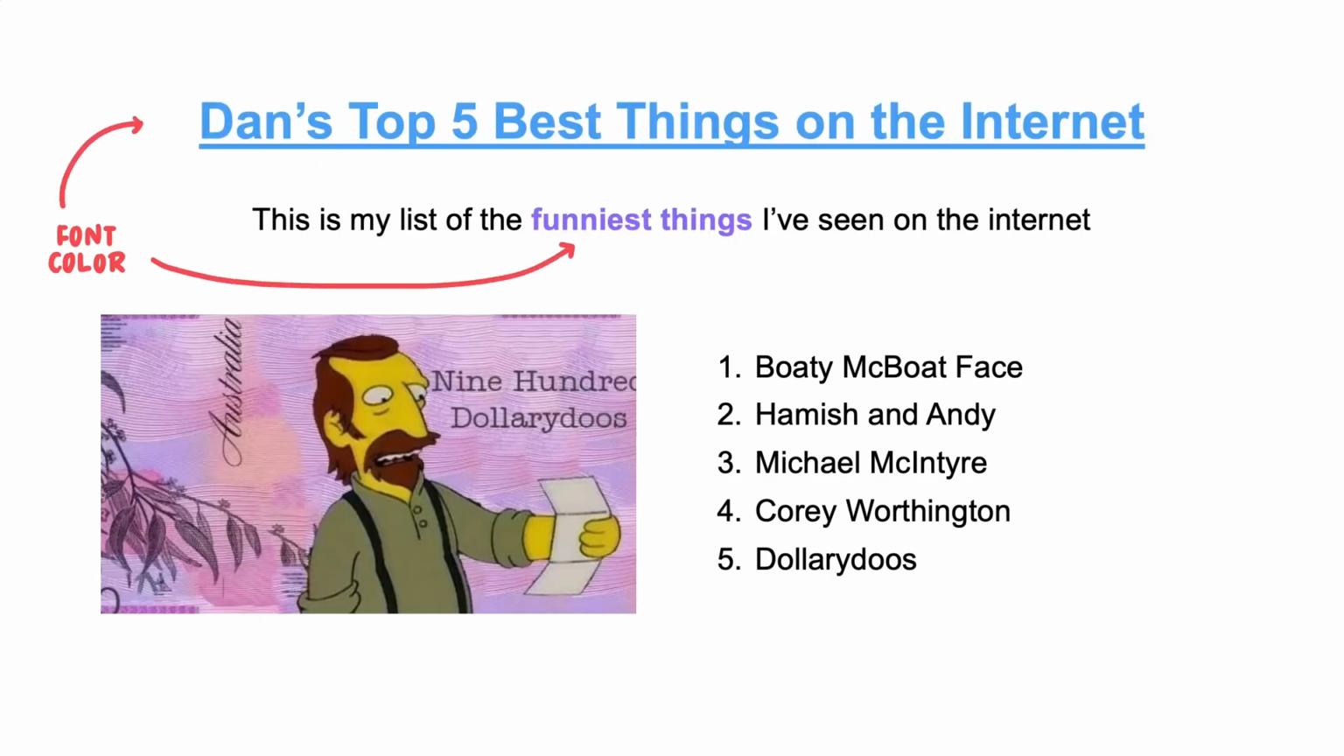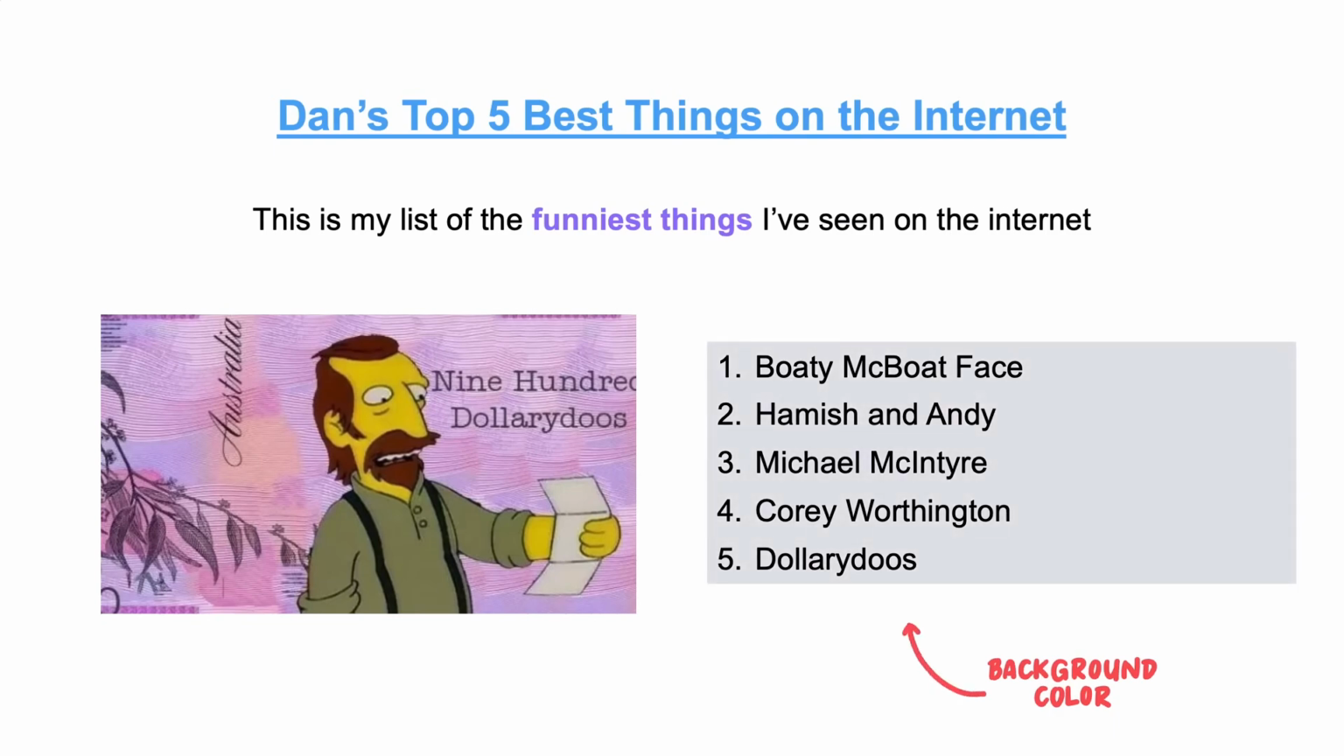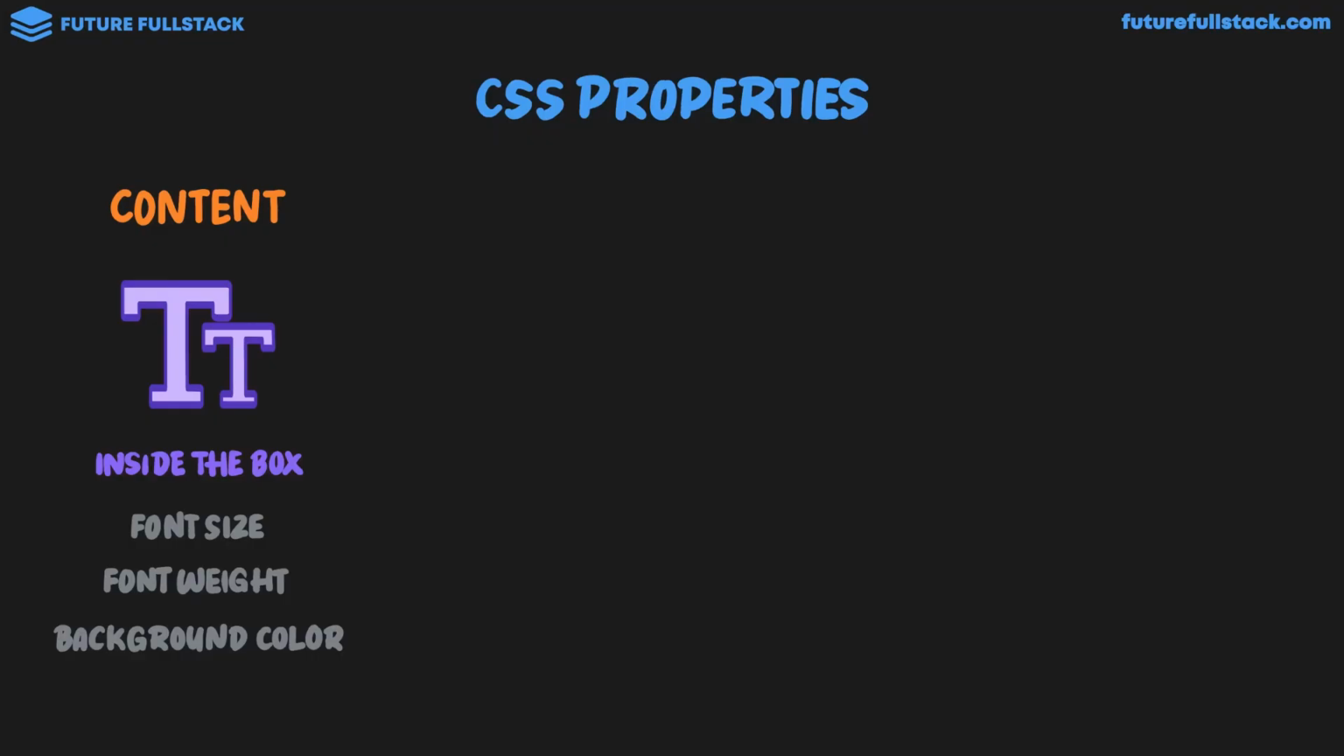Quick reminder, we are able to change the color of the funniest things because we have a span we added to wrap this text. We can also change the font size. I've applied this to the heading, so watch as it reduces in size. The final property I will be applying is background color, which I will add to the unordered list. So now that we've had a look at the content, next up is the box.